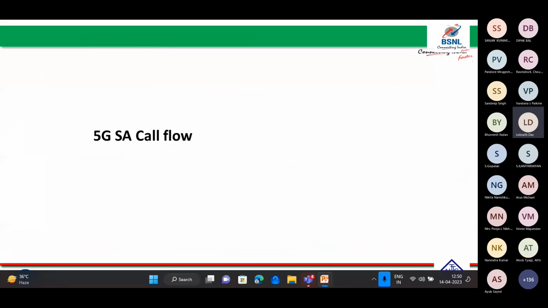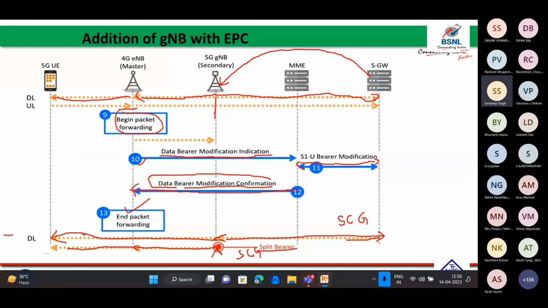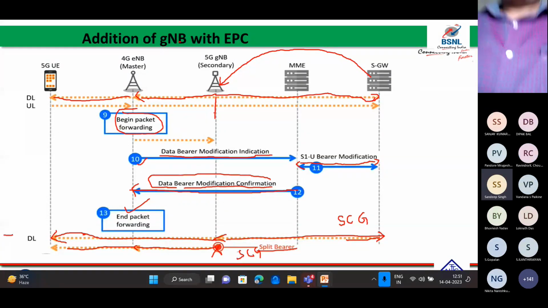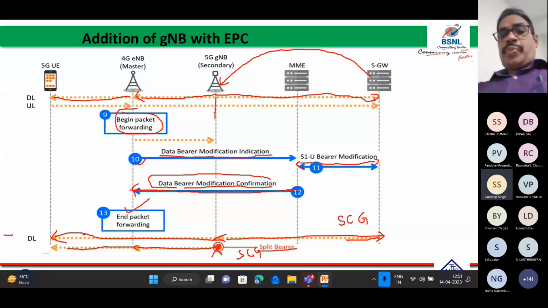Sir, what is SCG? SCG is the secondary cell group bearer. Actually, all the EPS bearers are the same in the 4G data connection, the PDN connection, and also in the 5G NSA connection. The name of the connectivity is the same. The PDN connection is the same as the EPS bearer.